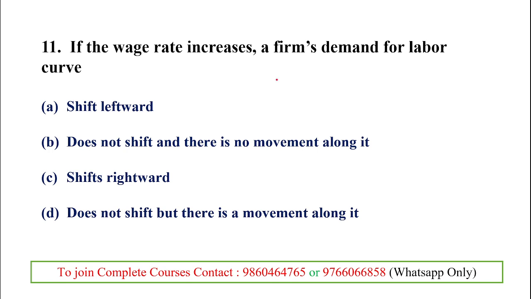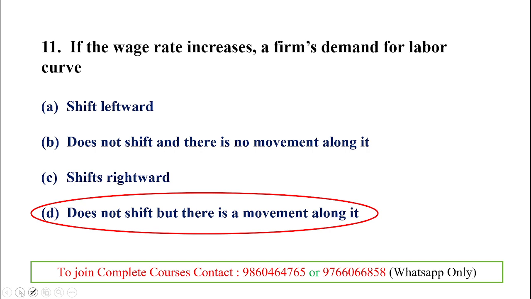And the next question: if the wage rate increases or rises, what happens to the firm's demand for labor curve? In normal demand also, when the price increases, here the firm's demand is the quantity that we demand. When price increases, what happens to the quantity demanded? It will lower. It does not shift, but there is a movement along it.